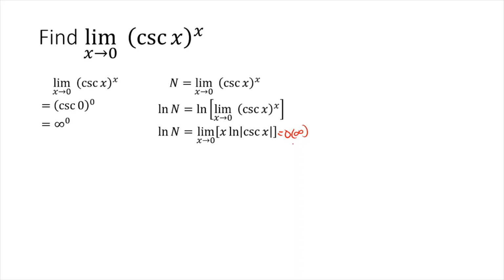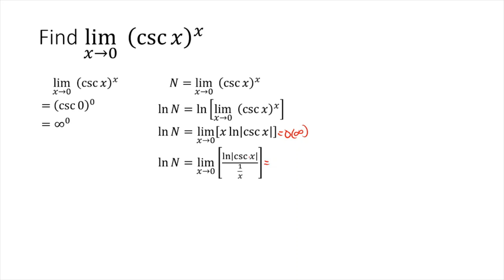Let's manipulate this one so that we can obtain 0 over 0 or infinity over infinity. We can either retain x and then divide it by the reciprocal of ln cosecant x, or retain the more complicated expression, in this case ln of cosecant x, and then divide it by the reciprocal of x. Let's try the second option, retaining ln cosecant x and dividing it by the reciprocal of the other factor, which is x, so 1 over x.